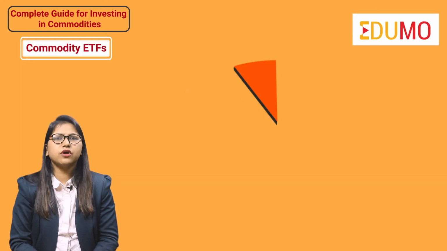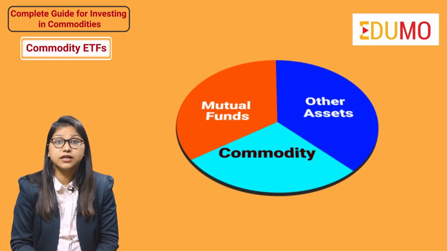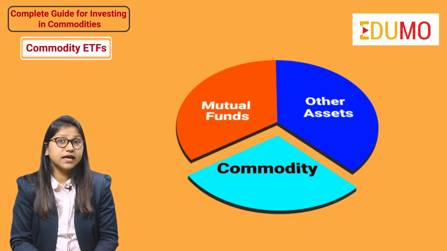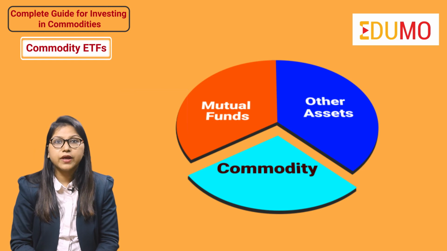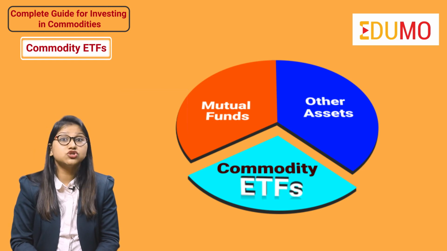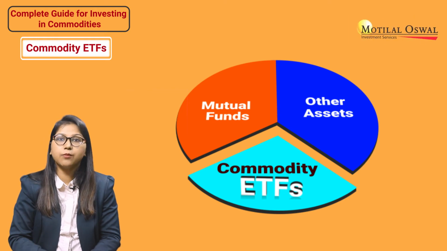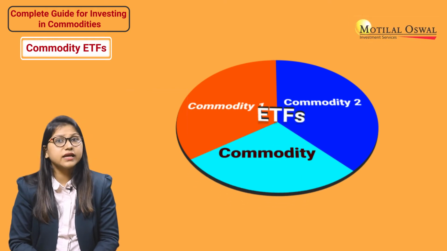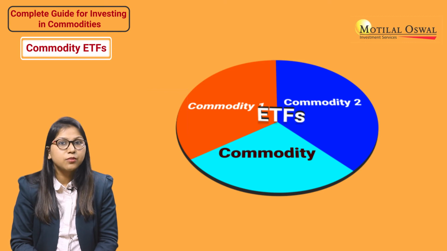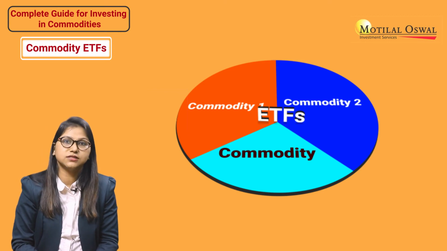Next is commodity ETFs, or exchange traded funds. Now ETFs are one of the simplest forms of investing in commodities. We can buy or sell them like any other stock. As in the case of ETFs, the stocks follow the prices of the underlying assets, that is the commodities. Now the underlying assets can be either a single commodity or a group of commodities.